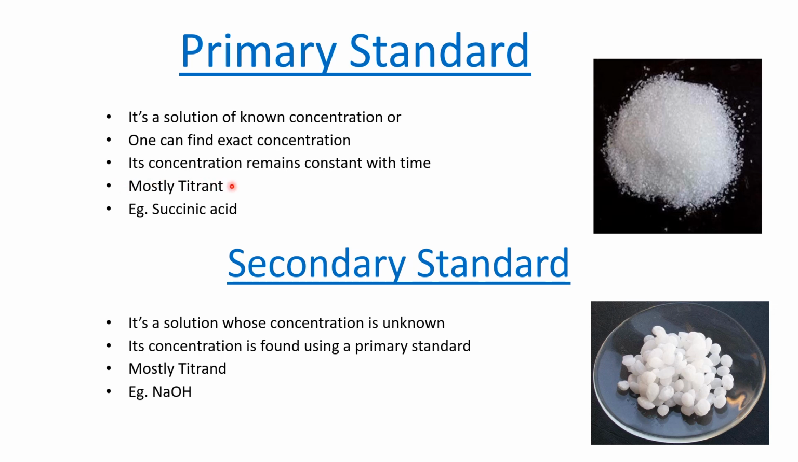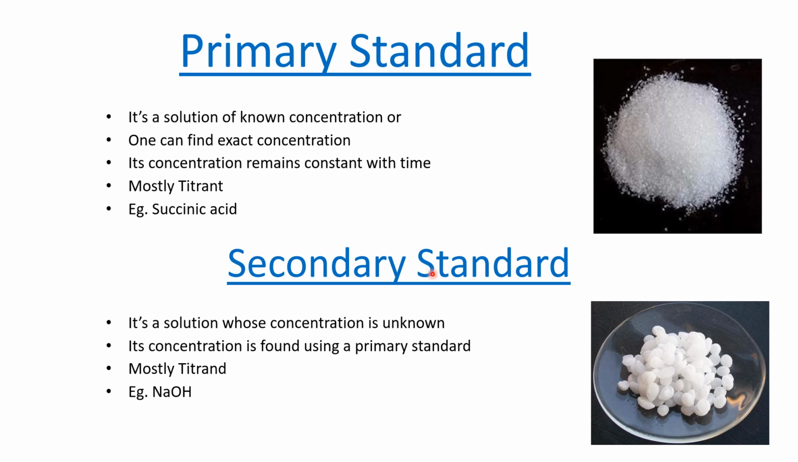You already know what is titrant. It is the solution taken in the burette. The examples are succinic acid and K2Cr2O7, potassium dichromate, which are examples of primary standard. What is primary standard? Primary standard is the solution whose concentration is known. What is secondary standard? Secondary standard is a solution whose concentration you don't know. You have to find it out.